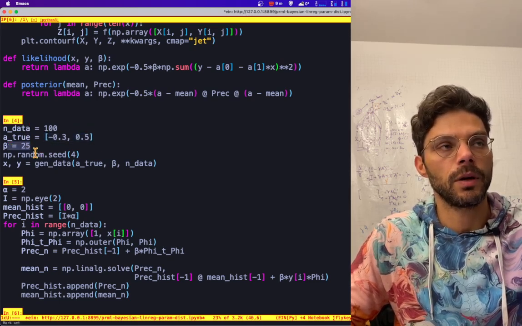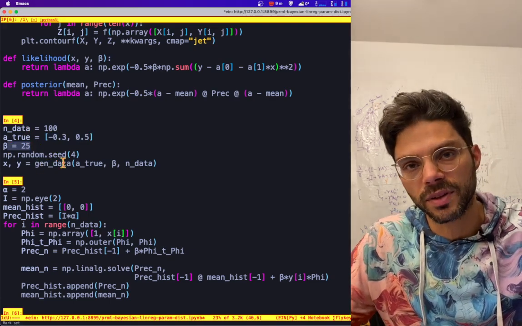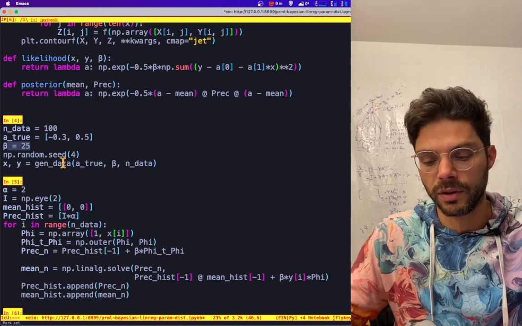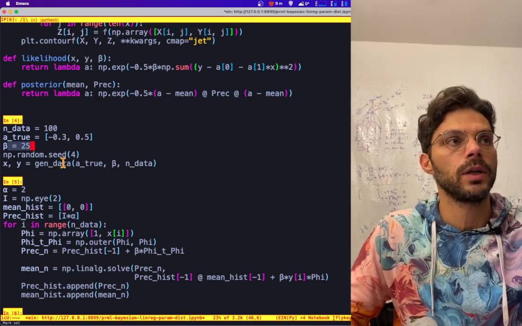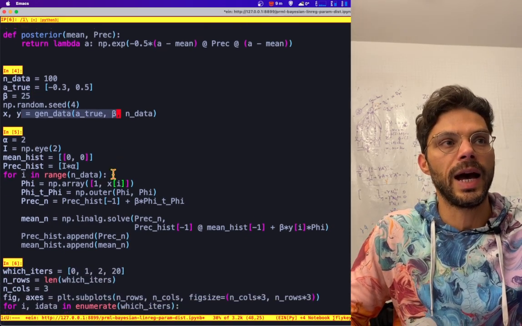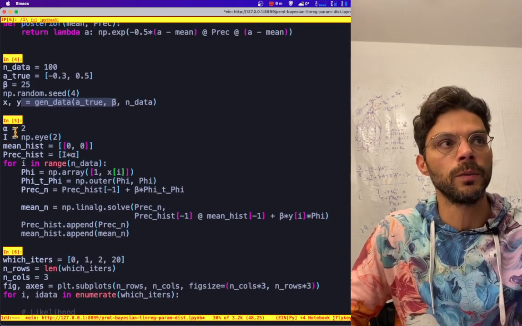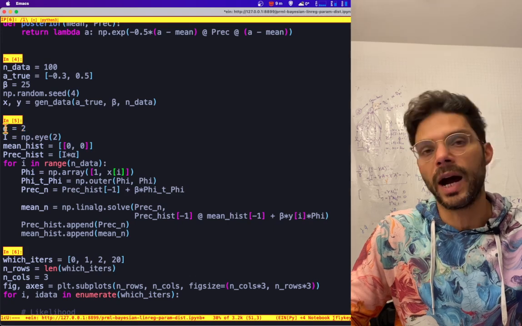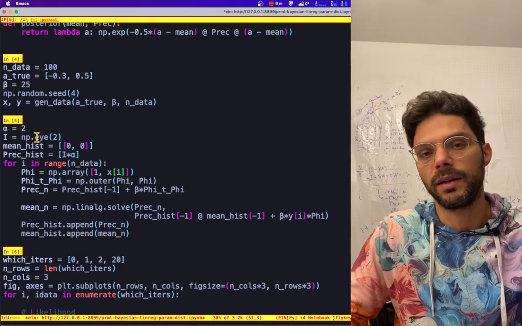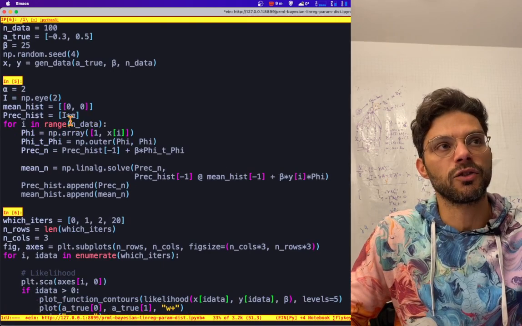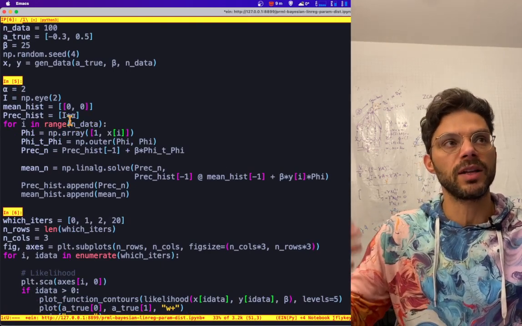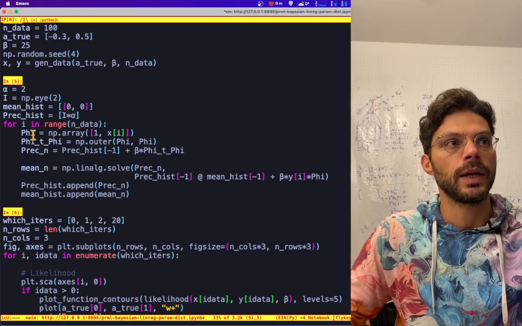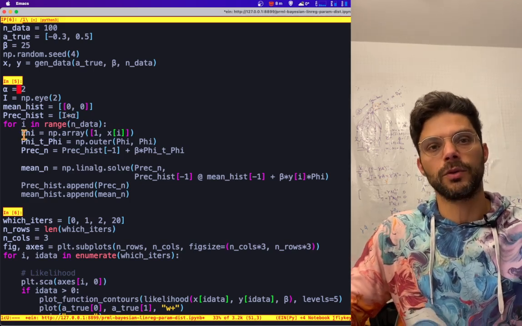Here is our precision, and a random seed that produces data that looks like the first couple of data points in the book. Generate the data, and now we're going to do the actual estimation. This is our prior parameter alpha. This is just the identity matrix, and now we're going to keep a history of our means and our precision as we're updating them. Notice we're doing things one at a time.